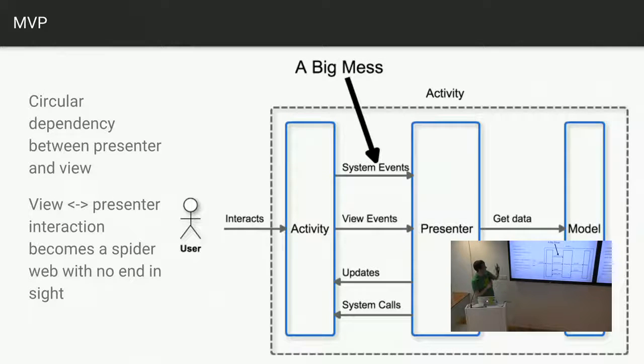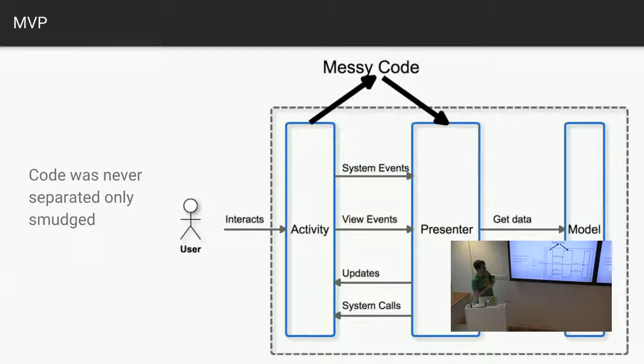And we end up with this circular dependency. I'm sure you've thought of the issue where you either have to use method injection to set the presenter on the view, or the other way around. And the view-presenter interaction just goes on and on and on. It gets more and more tangled the more time you spend on it. So what I think the actual issue is, we never separate our code. We just smeared it across multiple classes.